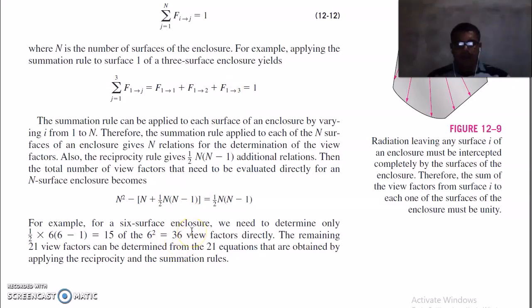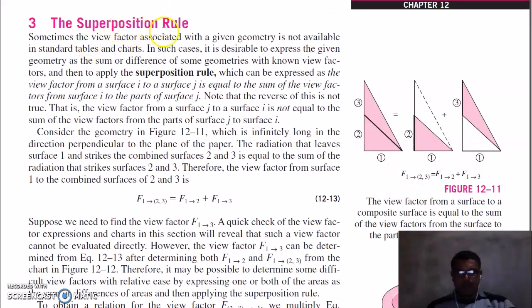By using the reciprocity theorem and this summation rule, let's take an example. For a 6 surface enclosure, we need to determine 15 view factors of a total of 6 raised to power 2, which is 36 view factors. Meaning with this equation and the reciprocity rule, we have to find only 15 view factors instead of 36. The remaining 21 view factors can be determined from the 21 equations that are obtained by applying the reciprocity and summation rules.